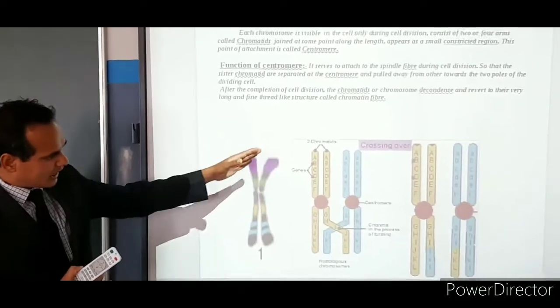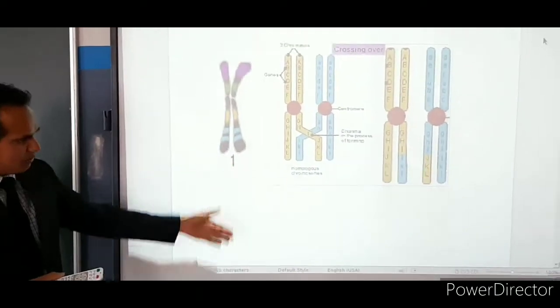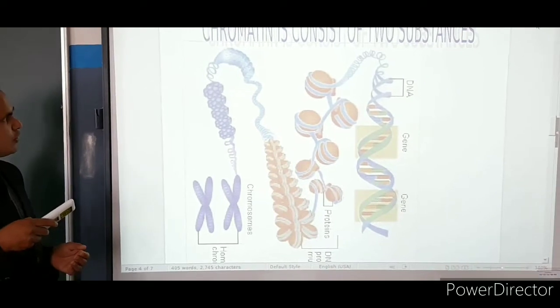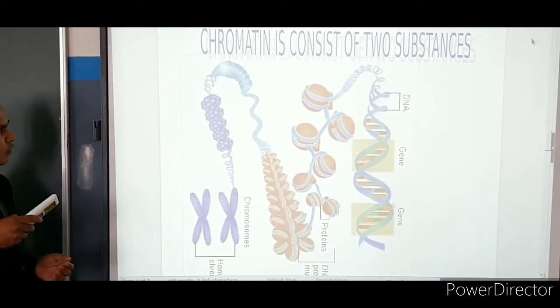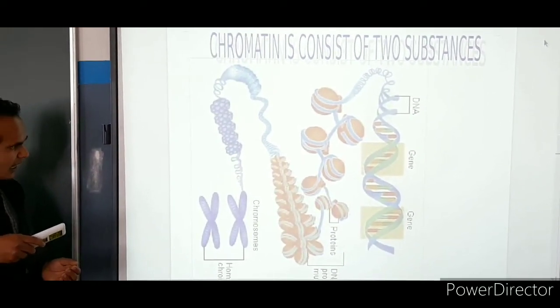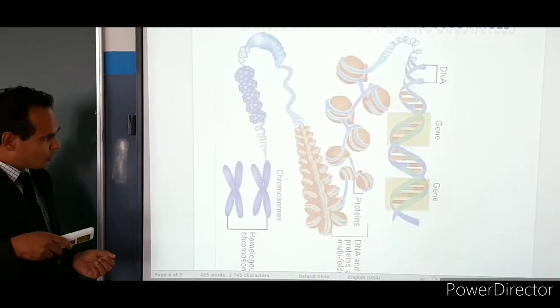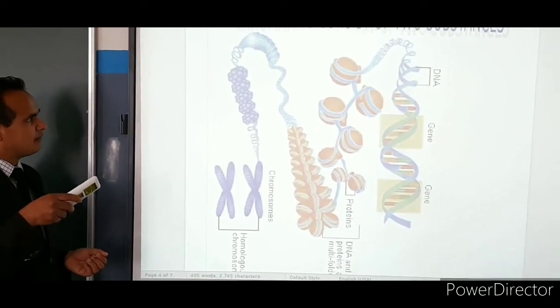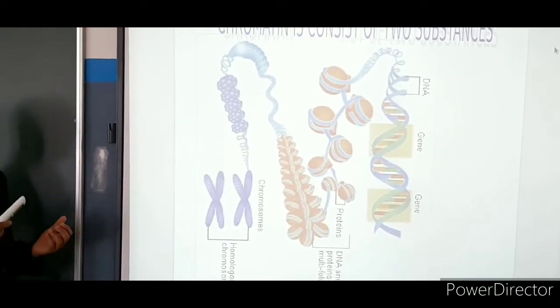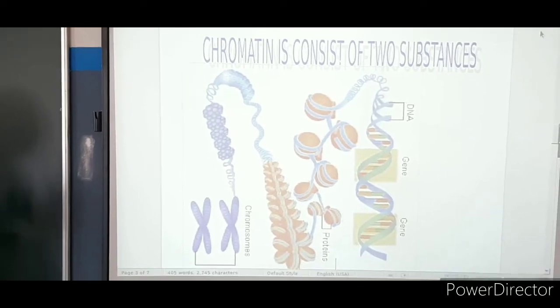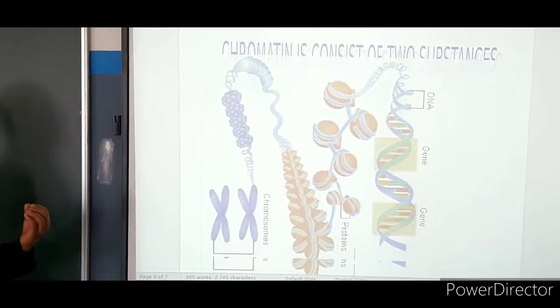So if you go back and see the chromatin fiber, look at here. This is your chromatin fiber. This chromatin fiber slowly condenses and forms the chromosomes. So here is the chromosome. The chromosome is made of what? Chromatin fiber. But the question here is, we will be discussing the chromatin fiber. So what do we actually find in the chromatin fiber?